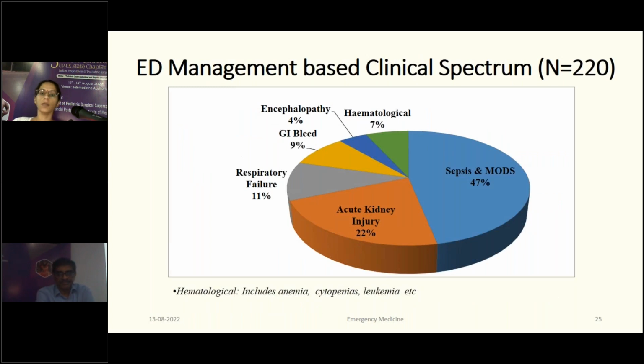The ED management-based clinical spectrum of the diseases will now be discussed. 47% of the patients had sepsis and multi-organ dysfunction syndrome. 22% of the patients had acute kidney injury. 11% of the patients presented with respiratory failure. 9% with GI bleed. 4% with encephalopathy. And 7% of the patients presented with hematological dysfunction, including anemias, cytopenias, and leukemia.